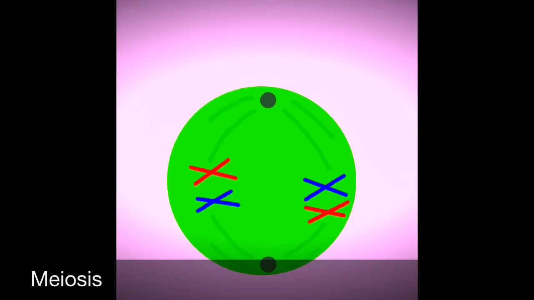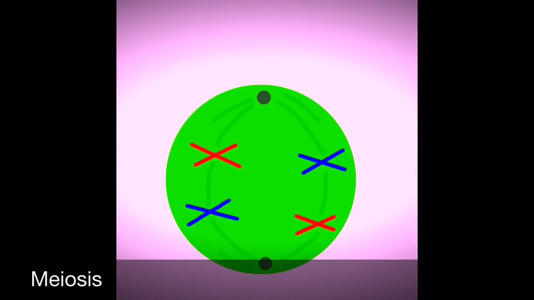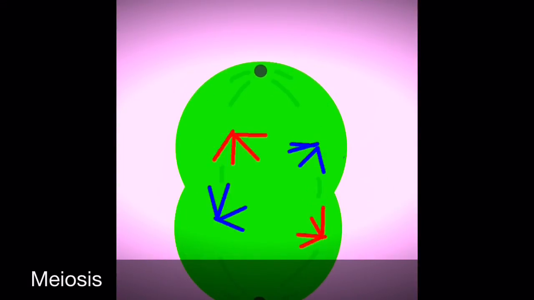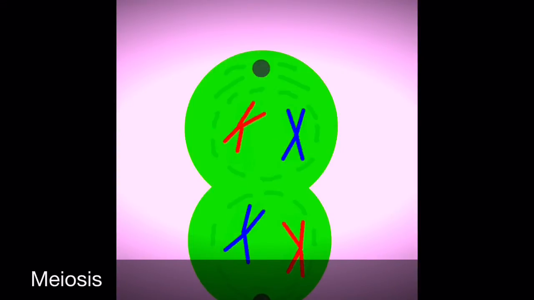The tetrads separate and the paired chromatids move along the spindle to their respective centrioles in early anaphase 1. In late anaphase 1, the chromatids have almost reached the spindle poles. The cell membrane begins to constrict.